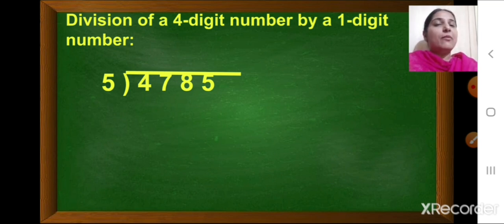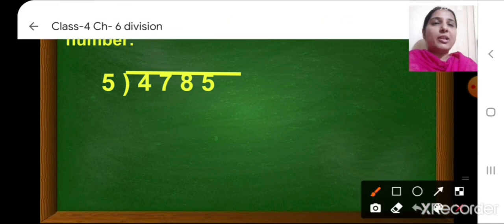Here, let's see one example of how to divide a 4-digit number by a 1-digit number. So children, can you tell me what is the dividend here and what is the divisor here? Yes, here the number 5 is the divisor, whereas 4785 is the dividend. So let's divide, children.